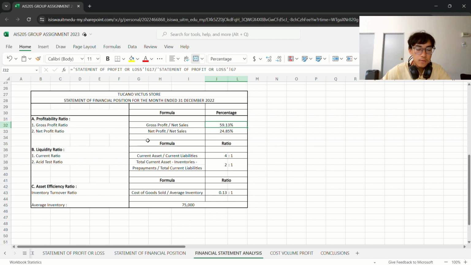And then under the profitability ratio, we also got net profit ratio. So the formula for the net profit ratio is net profit divided by net sales. And then we calculate that, we'll get the answer 24.85% of net profit ratio. So under the liquidity ratio, we have current ratio. The formula for the current ratio is current asset divided by current liabilities.